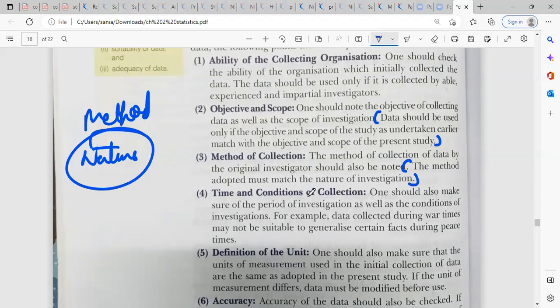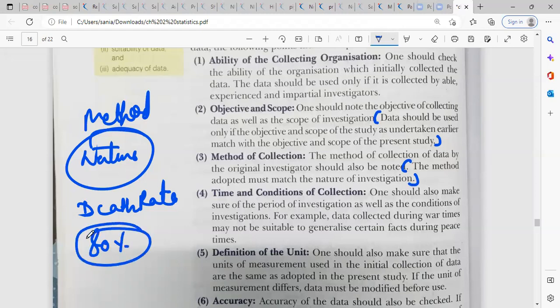Okay. Then time and condition of the collection. See, for example, you are collecting the data of death rates. And over here, you wrote the death rate during the Corona period was 80% in India, right? It is not only about India, it's all over the world. The death rate was multiple times high, right? So now the question is, ma'am, why was it multiple times high?